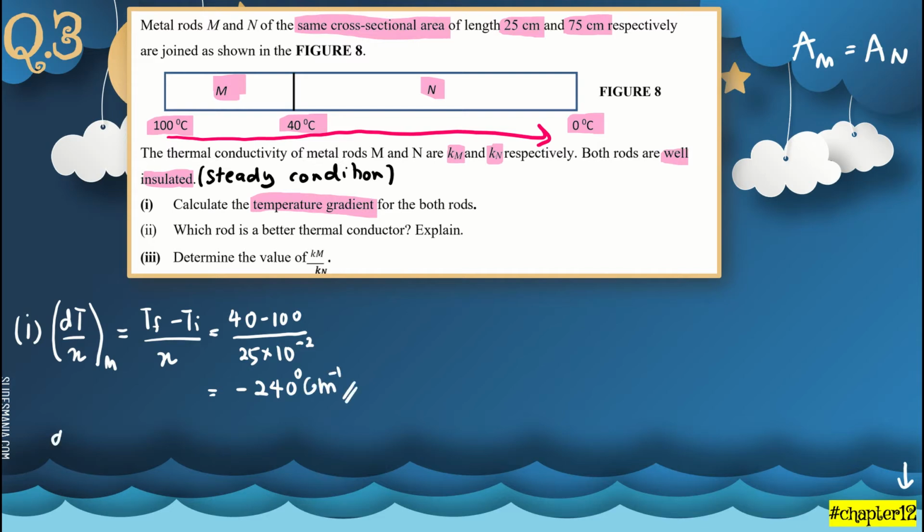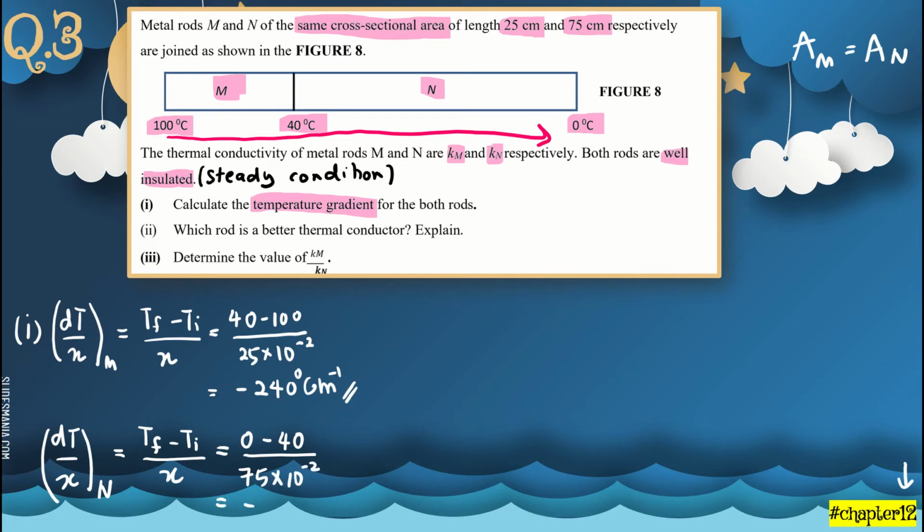For the temperature gradient for rod N, we just use the same equation, but this time we use the temperature initial and final for rod N. So you can see here it's 0 minus 40 divided by 75 times 10 to minus 2. Then you'll have negative 53.33 degrees Celsius per meter. So that is the first question.